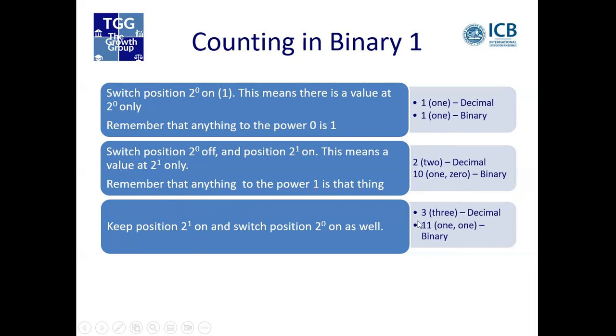What do we do when we get to 3, decimal 3? Well, we keep position 2 to the power 1 on, and we switch position 2 to the power 0 on as well. And then the binary equivalent for the decimal number 3 is 11. And so any decimal number can be written as a binary number, and any binary number can be written as a decimal number. But we're not going to count one by one to do it. There's another way to do it, and I'm going to show you how to do that just now.